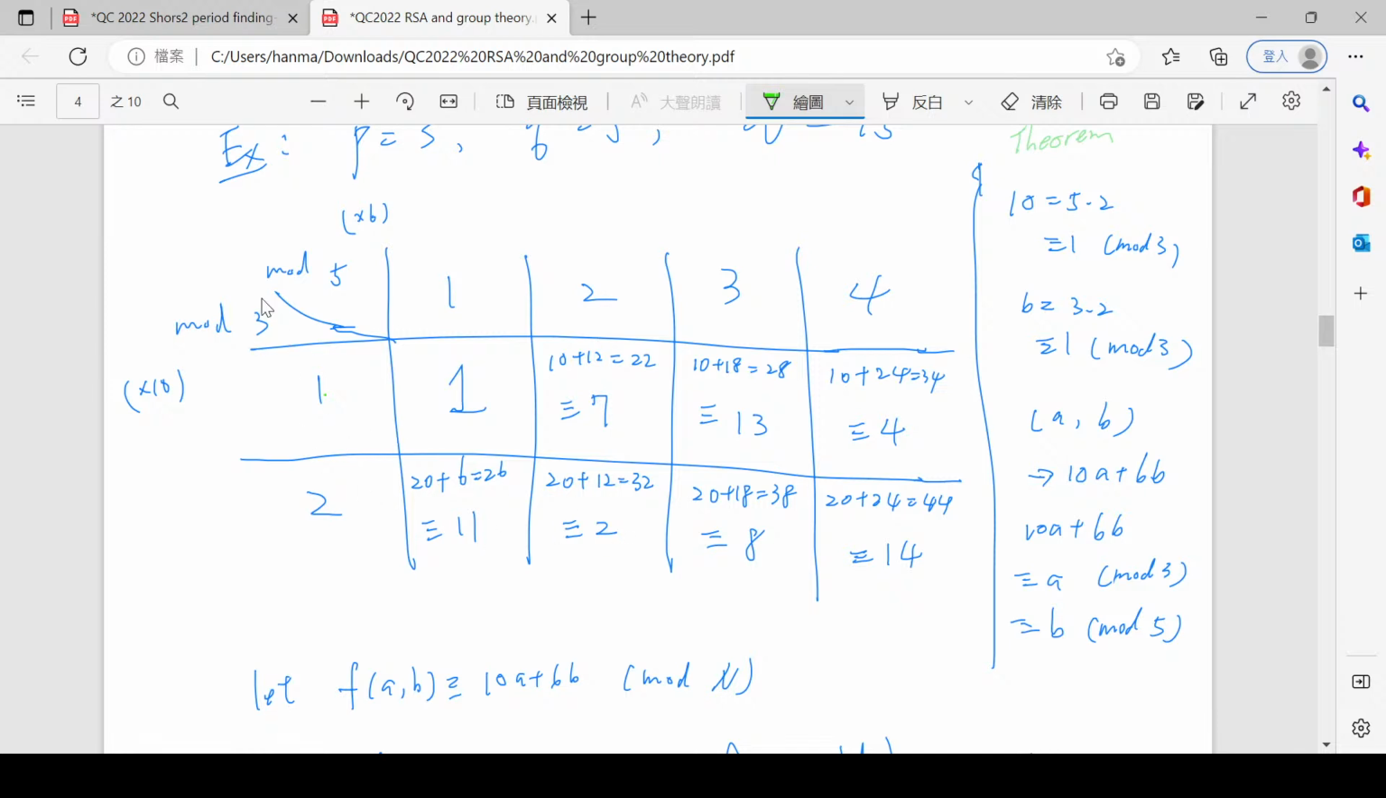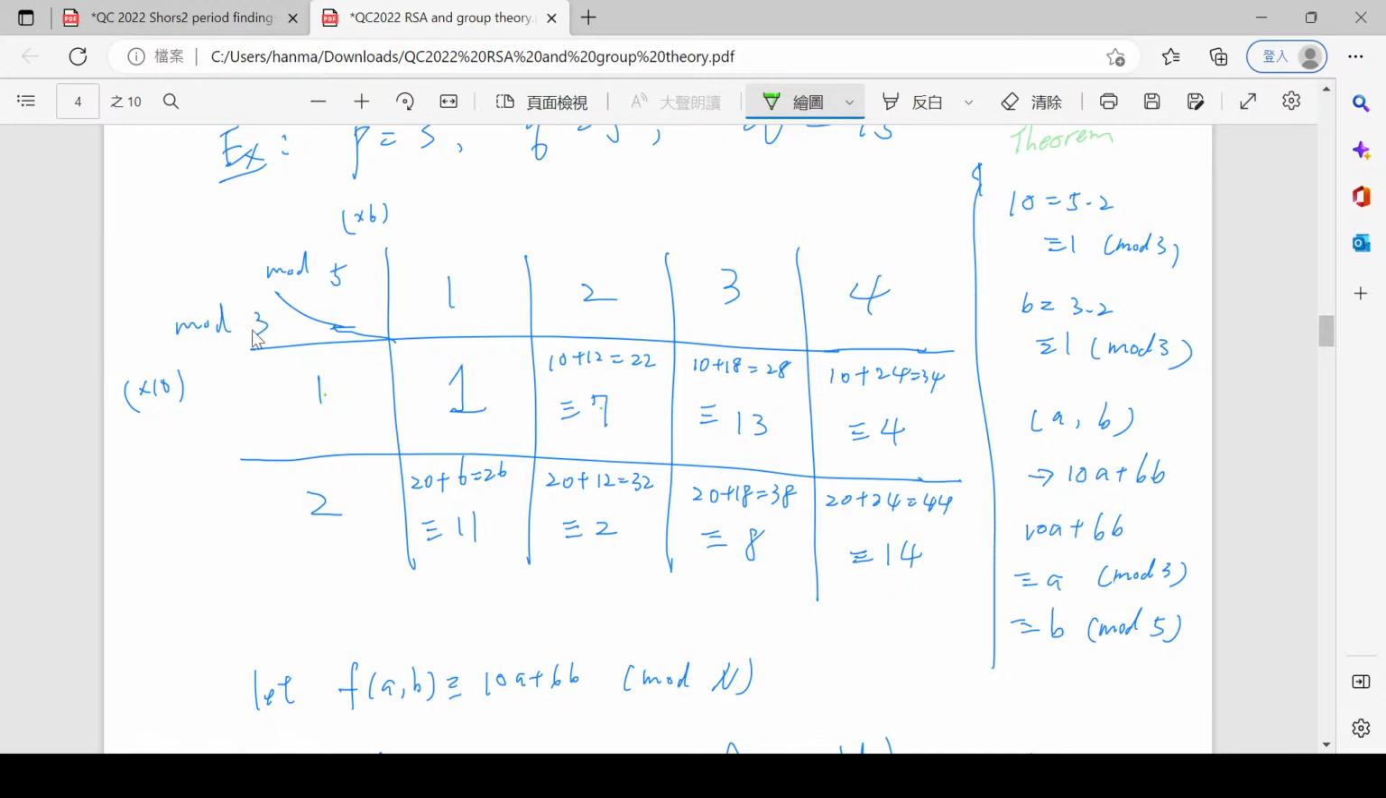And 3 is not good, right? Because 3 mod 3 is equal to 0, so it's not coprime to 15. And we have 4 here. So 4 mod 5 equals 4, and 4 mod 3 equals 1. And 5 is not good again because 5 has a factor of 5. And 6 is not good because 6 has a factor of 3. And we have 7: 7 mod 3 equals 1, mod 5 equals 2. And 8: 8 mod 3 equals 2, mod 5 equals 3.